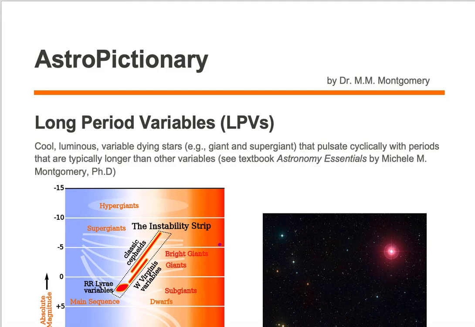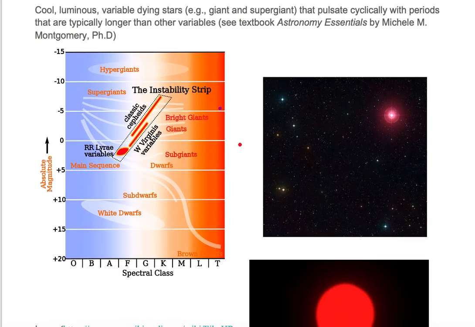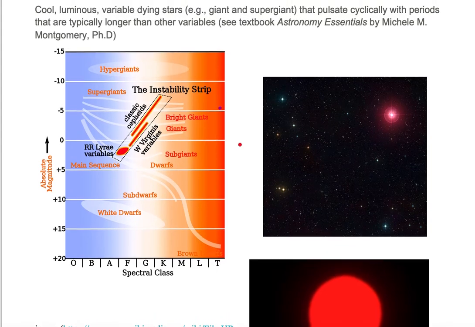Long period variables, or LPVs for short, are cool, luminous, variable dying stars, such as giants and supergiants, that pulsate cyclically with periods that are typically longer than other variables. Let's take a look at where long period variables would fit on an HR diagram.